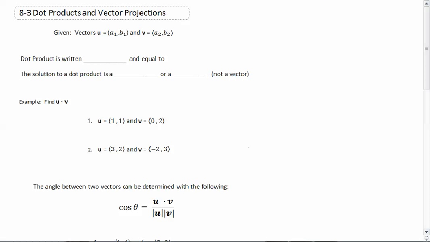This lesson is 8.3. This is on dot products and vector projections. So let's get started. We are given vectors u, which is equal to a1, b1, and v, which is equal to a2, b2. What does this mean?